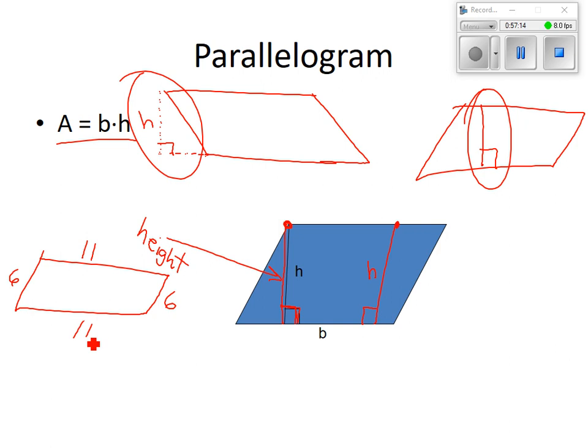Could we find the area of it with the information I've given you? No. We don't have the height, all right? But we could find the what? The perimeter. By just adding up all those sides, still just add them all up.